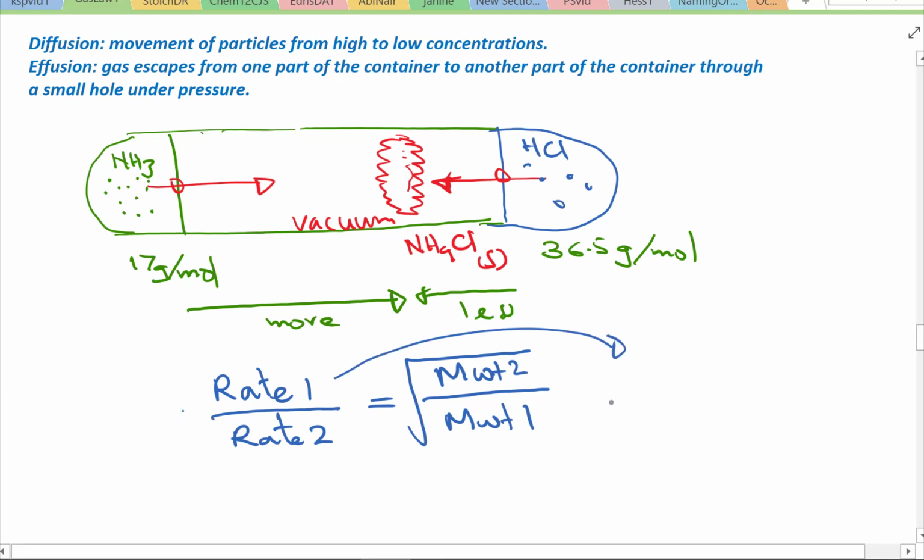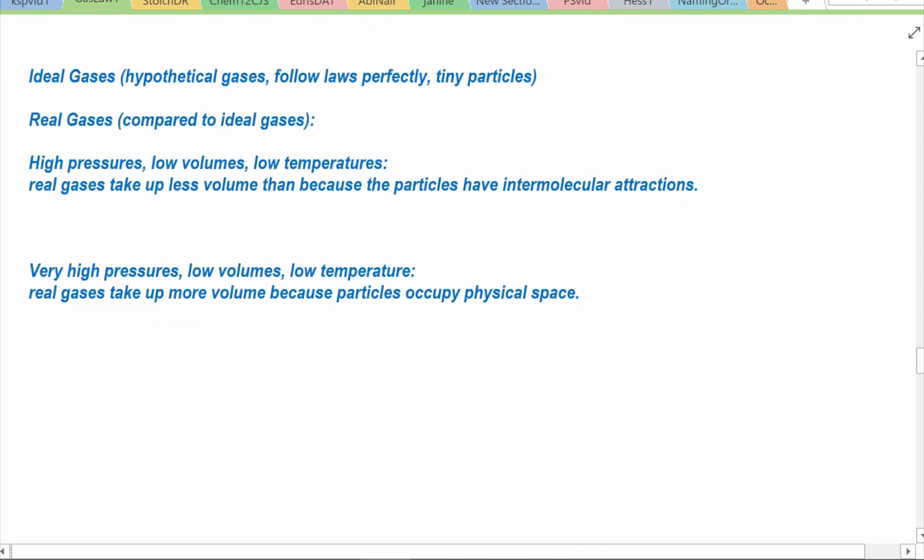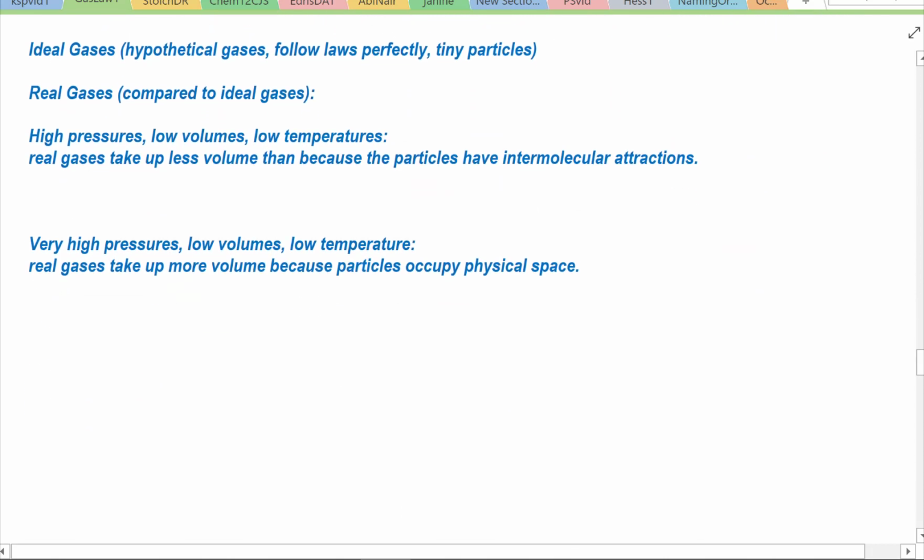In some problems, instead of the rate, you can say distance divided by time, right? That's a rate. And you can have distance x, distance y, and then you can do the same calculation. So you will be using inverse proportionality on it. Okay, all right. So let's think about a few other things.